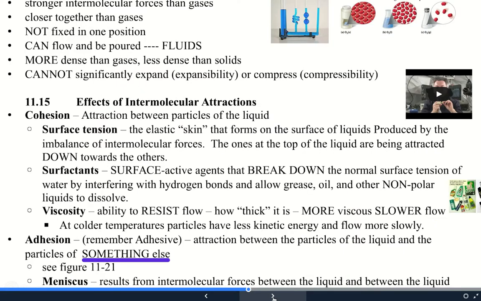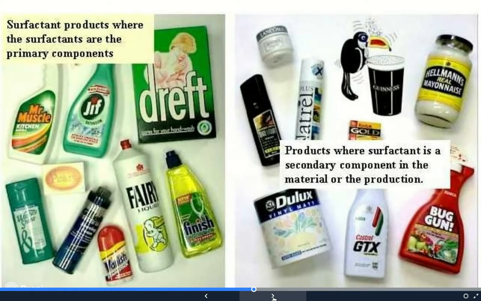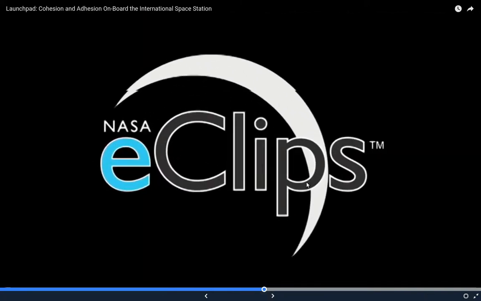All right, and then we went through all of this, and this is just showing you some different surfactants, surface acting agents, things that break up that surface tension so that other things can go through the top. I'm going to skip that one. I'm going to watch this for a minute. Take it a minute. Here it comes.